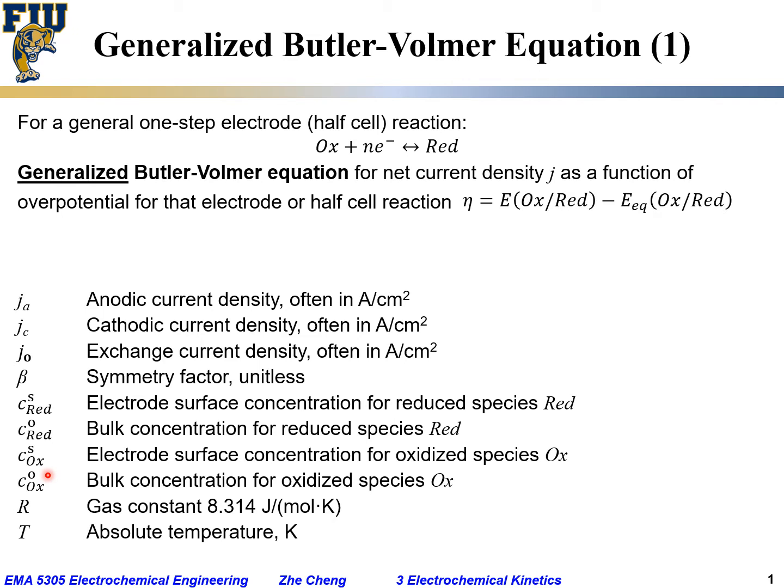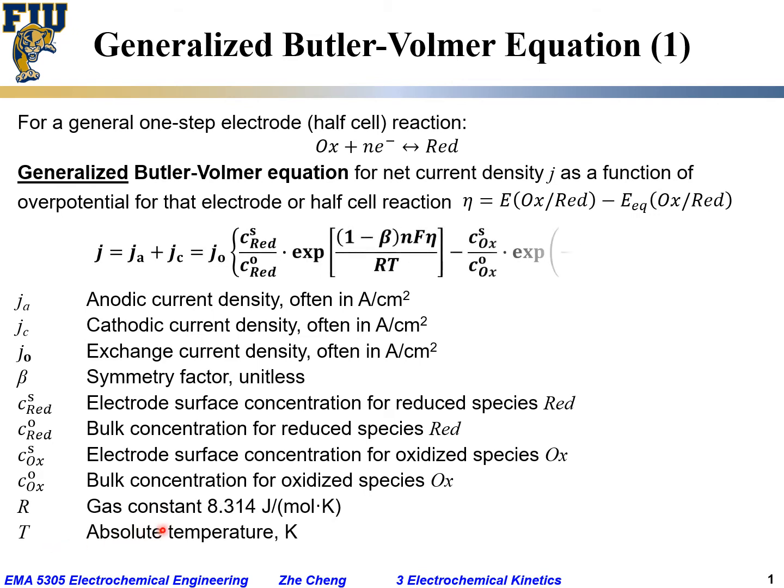Okay, and then R, of course, is the gas constant, and T is the absolute temperature. N is the number of electrons transferred, F is the Faraday constant, and eta is the overall electrode overpotential. Okay, so this gives us the generalized Butler-Volmer equation when we can no longer assume uniform concentration.